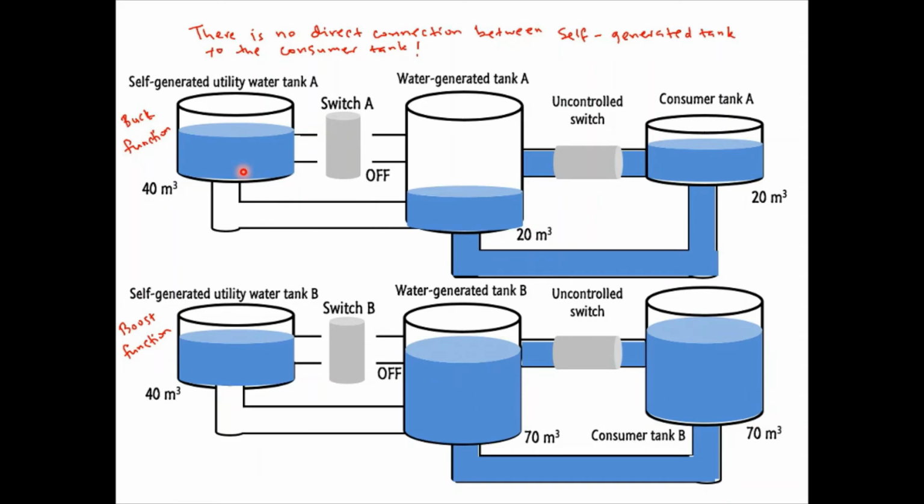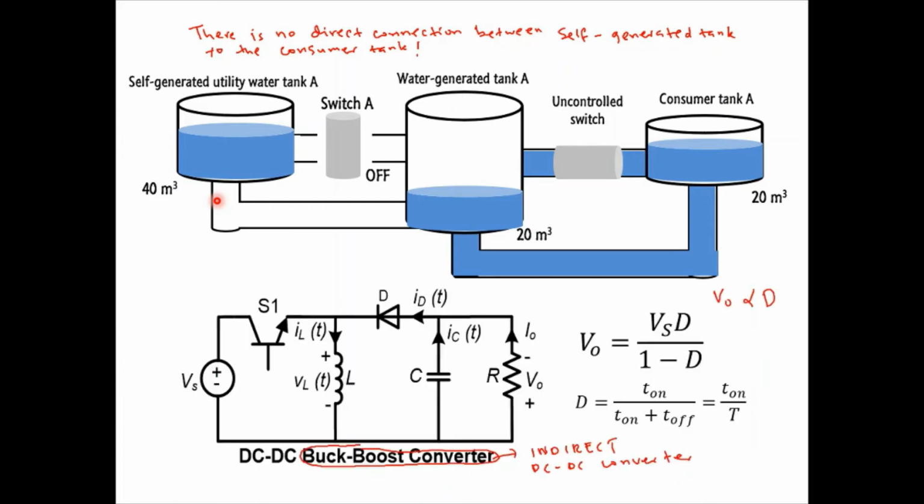Therefore, in the DC converter circuit, you will see there is no direct connection between the load and the DC supply whenever the transistor is turned on or turned off. Therefore, the converter is also known as the indirect DC-DC converter. However, similar to the previous converters, the duty cycle is always directly proportional to the demand.